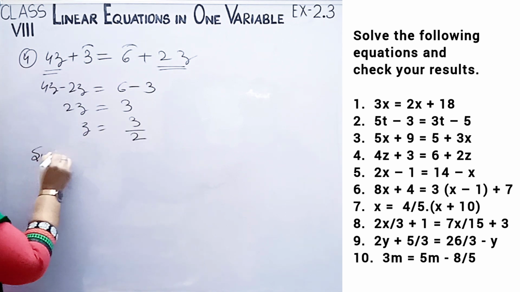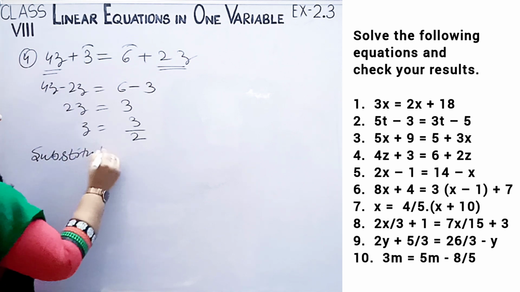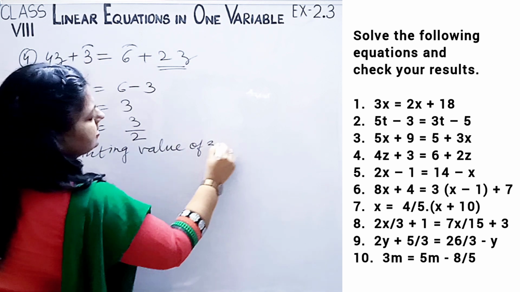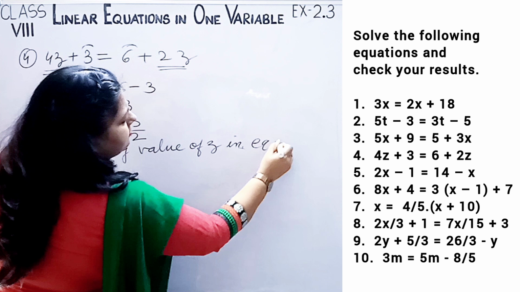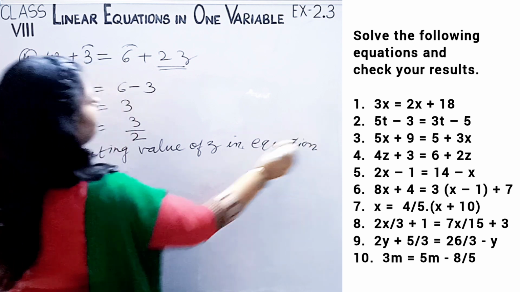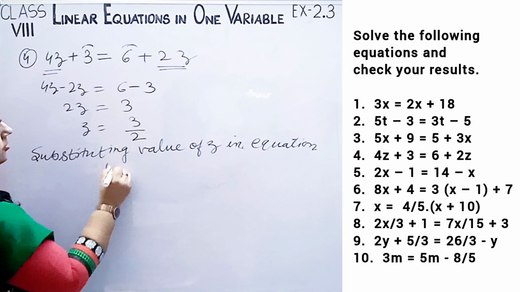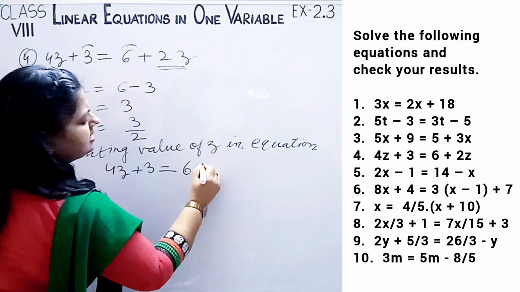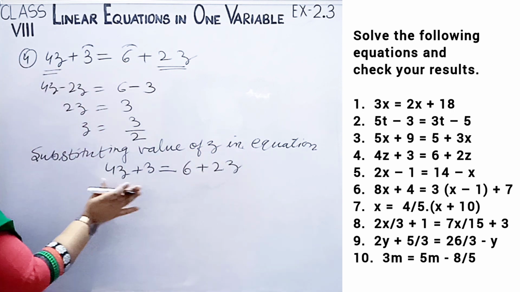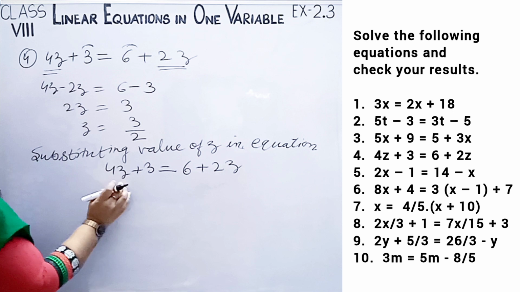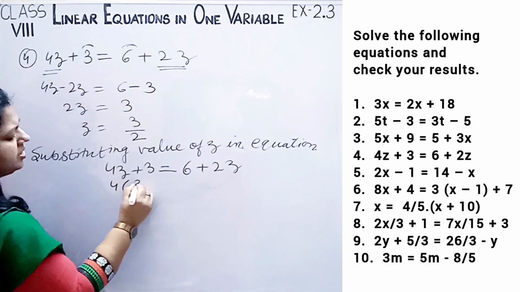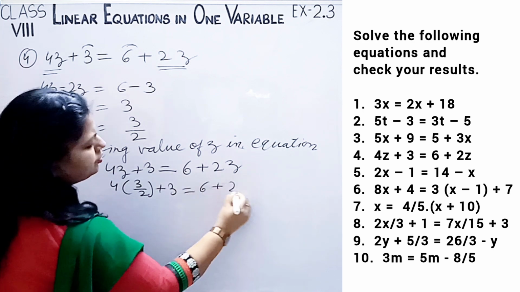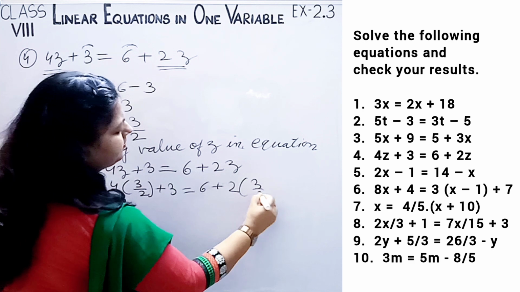Now substituting the value of z in the equation. We have 4z plus 3 equal to 6 plus 2z. Now we will substitute 3 by 2 in the equation. 4 times 3 by 2 plus 3 equal to 6 plus 2 times 3 by 2.